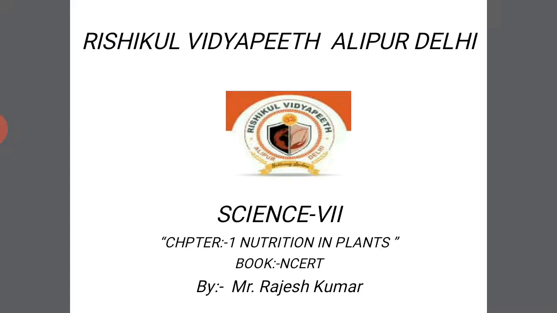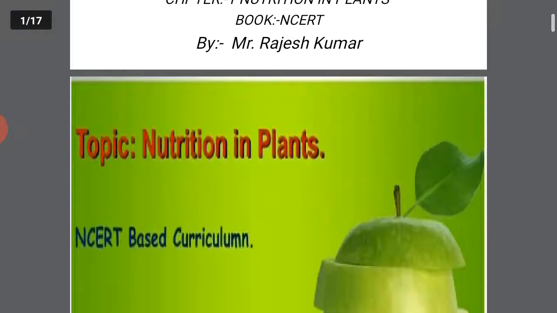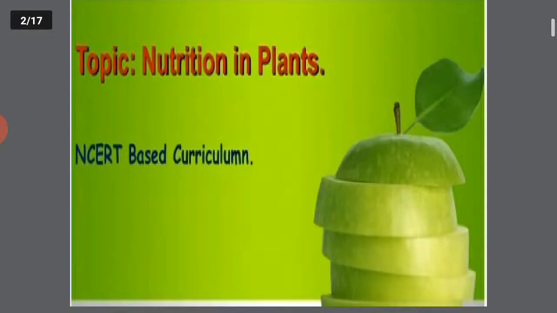Our first chapter of science, class 7th. I, Rajesh Kumar. Chapter title is Nutrition in Plants. Okay, what is nutrition? How do plants get their nutrition? What are nutrients? Different modes of nutrition. We will study a lot in this particular chapter. Let's start our chapter 1. Topic is nutrition in plants.